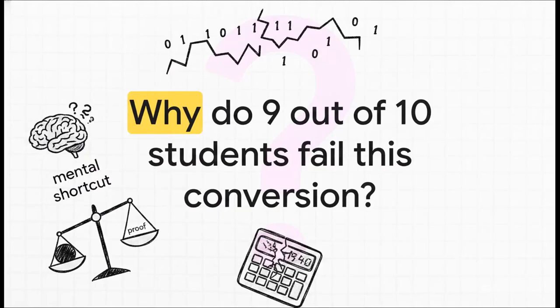So why on earth do 9 out of 10 students fail this exact conversion? Well, it's not because they don't get computers or because the math is somehow too hard. Nah, it's because under the intense pressure of the exam hall, they take a mental shortcut. You know the feeling? They try to guess the total weight in their head instead of methodically proving it on the page. And that shortcut? It quietly destroys their entire calculation.